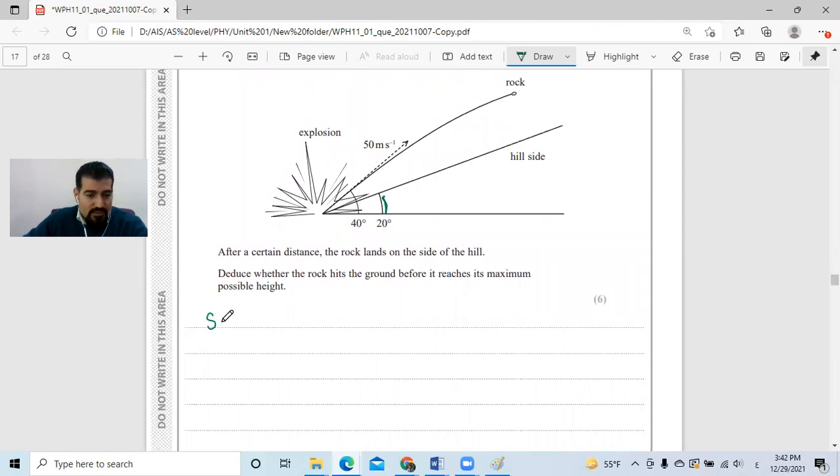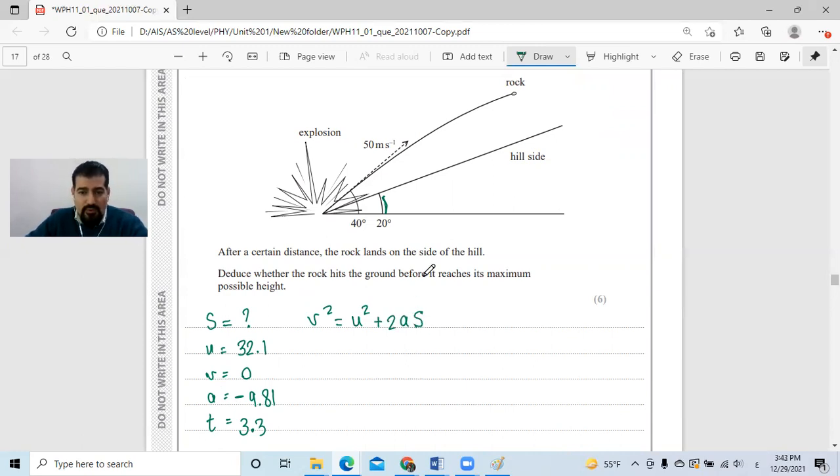So S equals, we can use any equation. S is unknown, U is 32.1, V is 0, a is negative 9.81, and the time is 3.3. If you want to use the time, you can; if you don't use it, no problem. So we are going to use V squared equals U squared plus 2AS to know how much is the maximum height. There are several ways to answer this question.